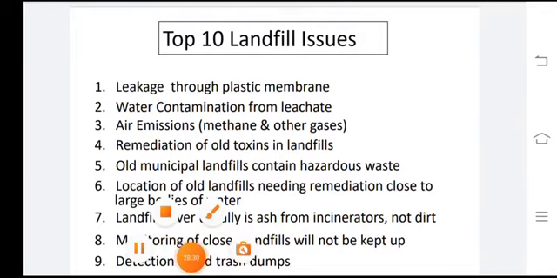So in the next lecture we will continue with the designing of the sanitary landfills, and then furthermore we will talk about the probability of how it is going to be remediated.